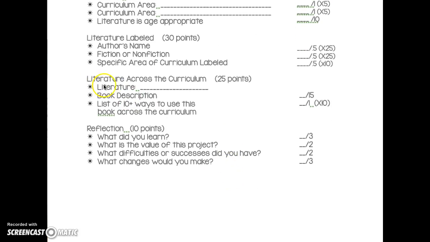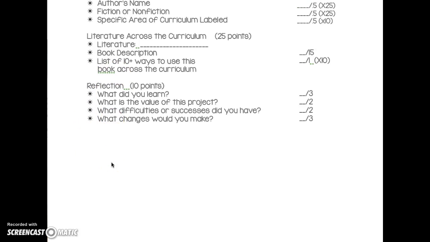For task 2, you will list the one book you've chosen to do your book description, and you will get a point for each of the 10 ways you use the book across the curriculum. For each project, we'll have a reflection piece, and that will be worth 10 points.